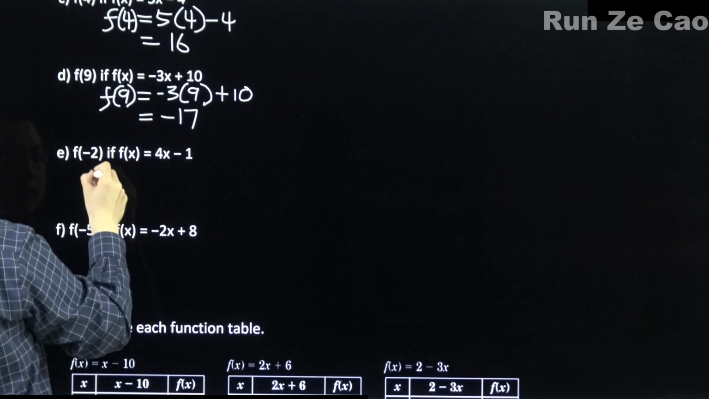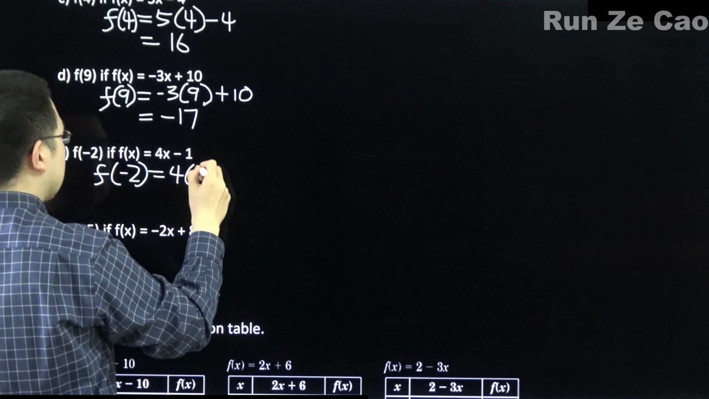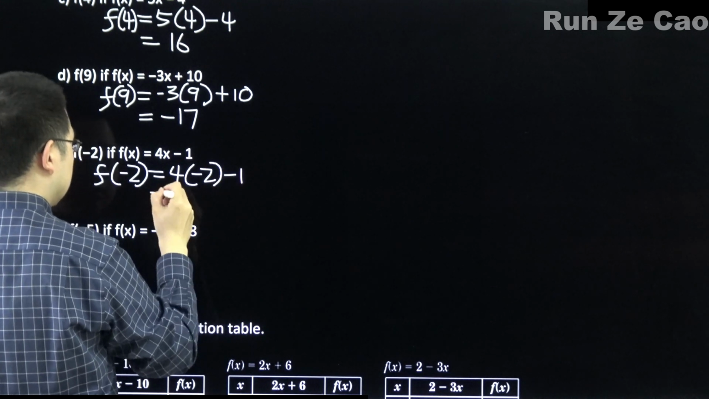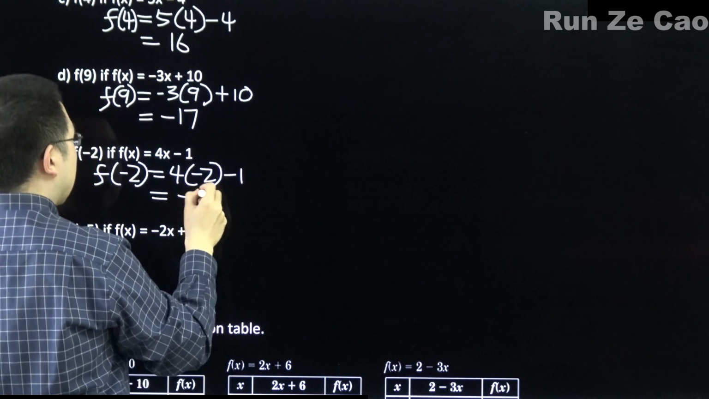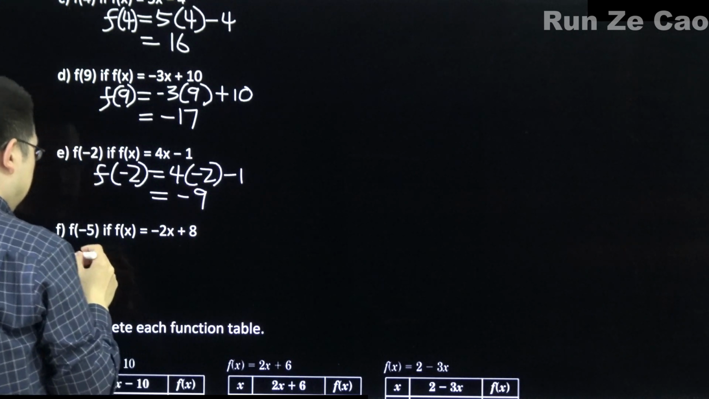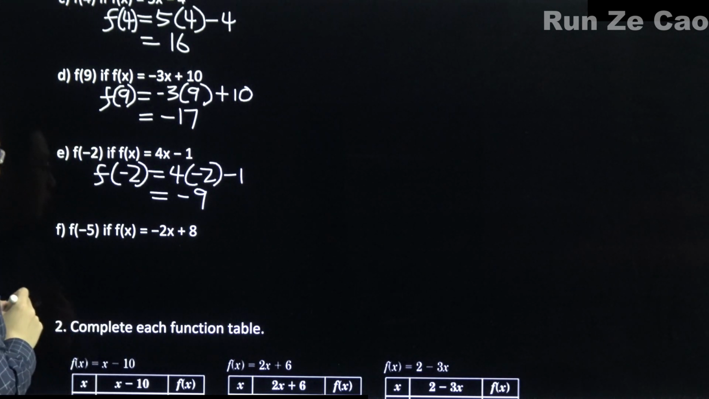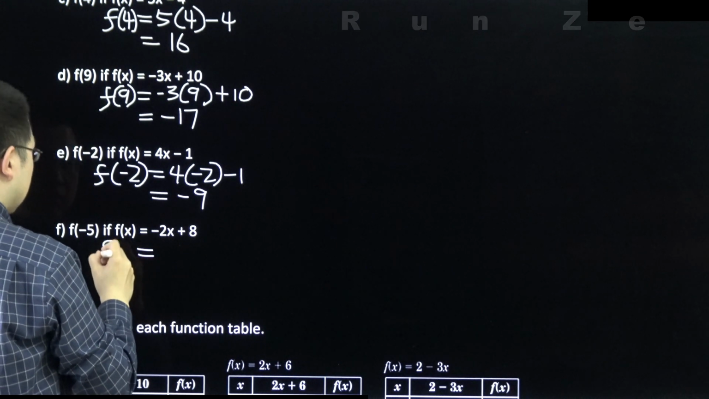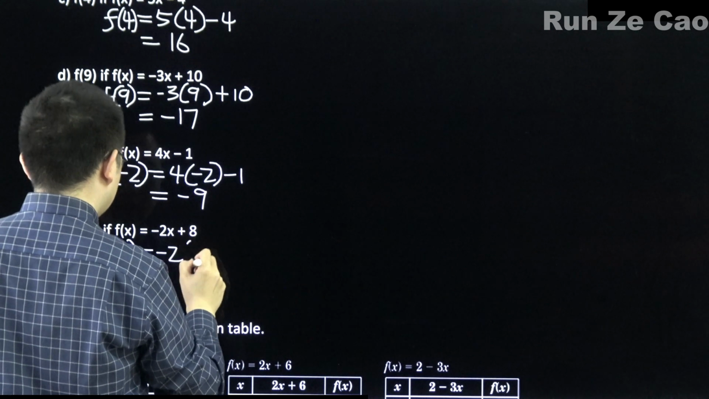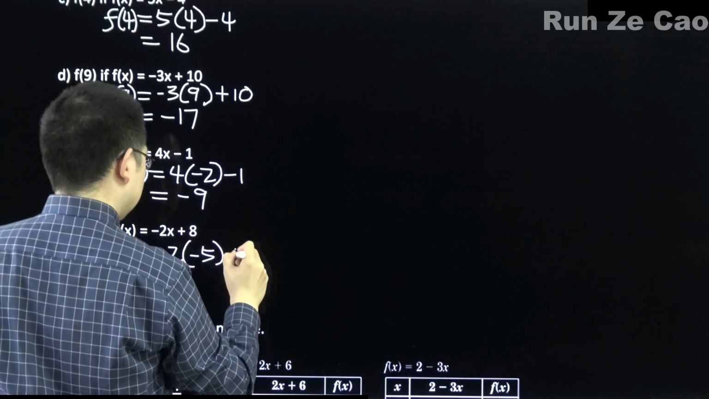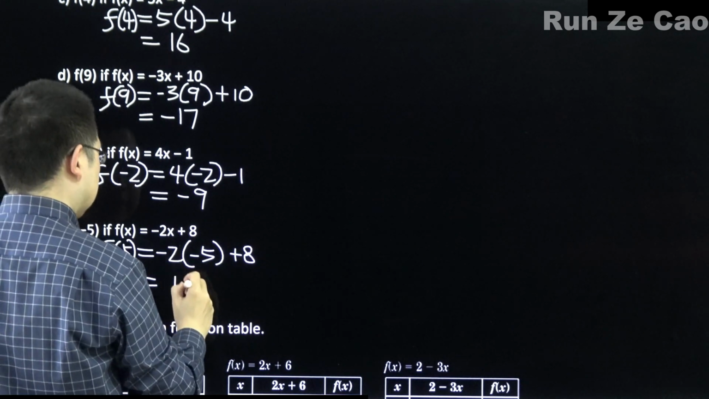F of negative 2, yeah, we just substitute right in again, which gives us 4 times negative 2 minus 1. And that gives us negative 8 minus 1, negative 9. All right. What about f of negative 5? If f of x equals negative 2x plus 8, we just substitute in. Negative 2 times negative 5 plus 8. In other words, 10 plus 8, so 18.